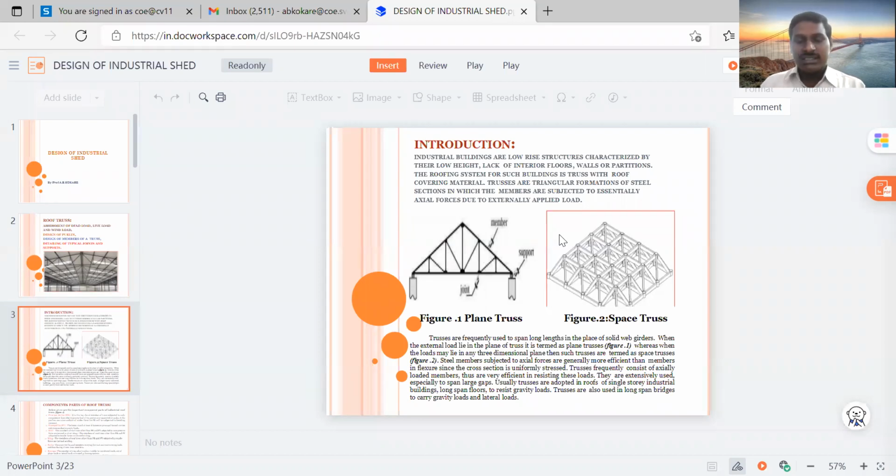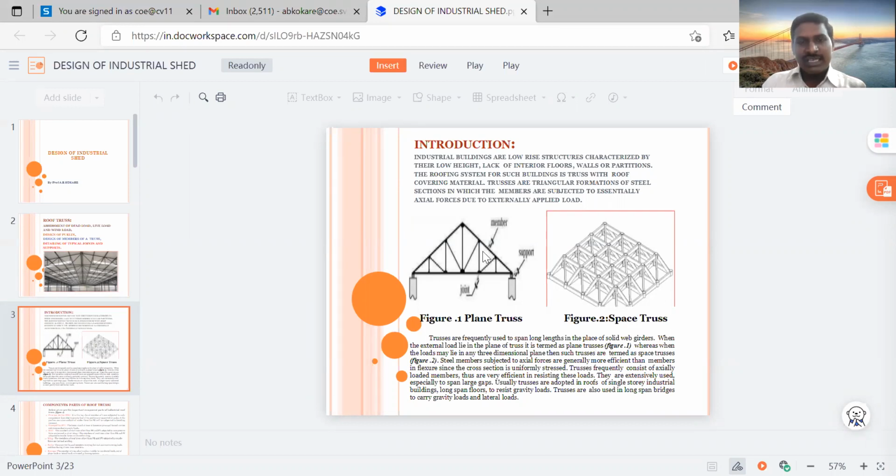So there are two types of roof trusses. If you see the pictures here, figure 1 is showing the plane truss and figure 2 is showing the space truss. So what is the difference between the plane and space truss? So here plane truss is nothing but when the external load is applied in the plane of truss, we can call it a plane truss.